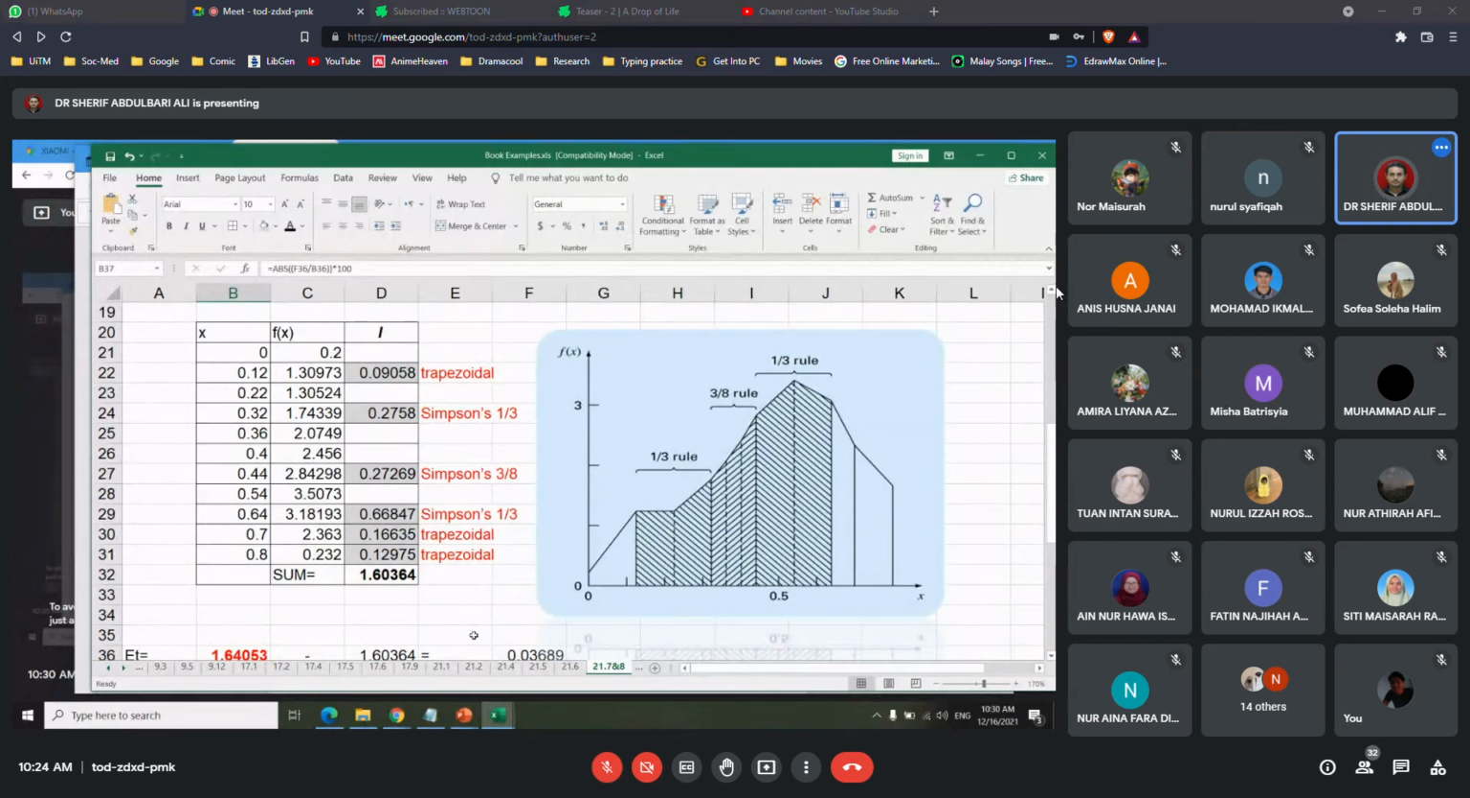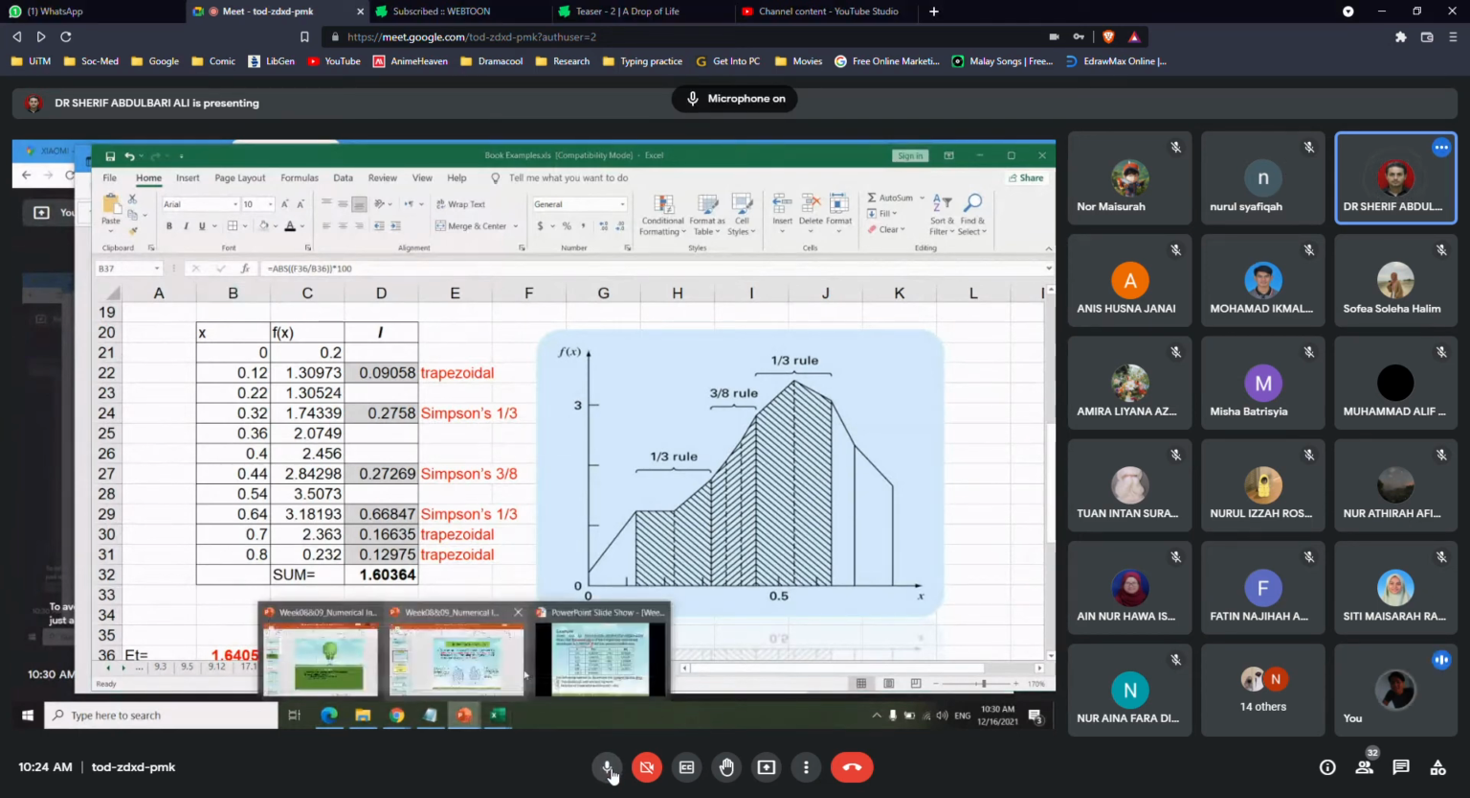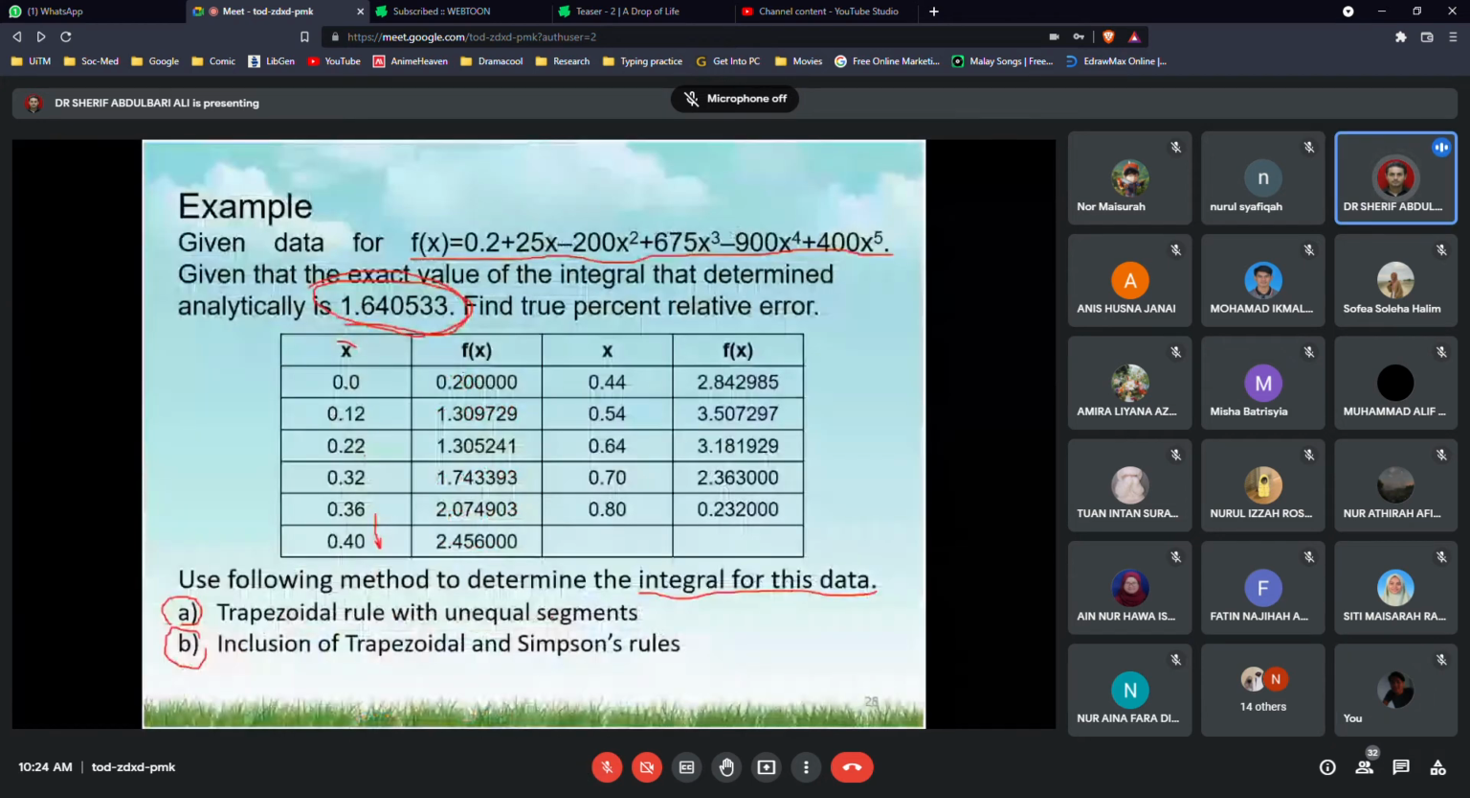Okay, that's good. So getting the same exact answer. So that was all for the integration.